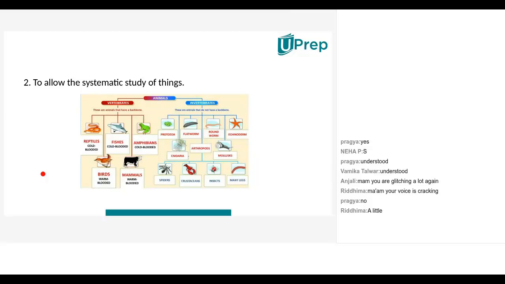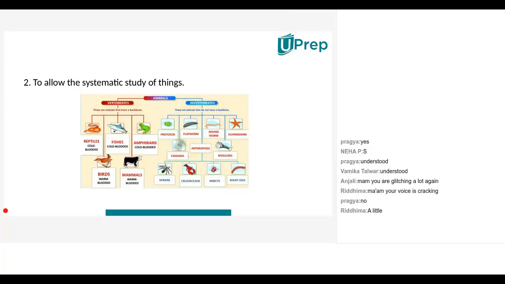Ma'am, in vertebrates, how will reptiles have vertebrae? The vertebrates come under boned animals, and the other group is cold-blooded animals. So reptiles come under cold-blooded animals and we are warm-blooded. Human beings are warm-blooded. But fishes are cold-blooded, and whales come under warm-blooded, because they are mammals.